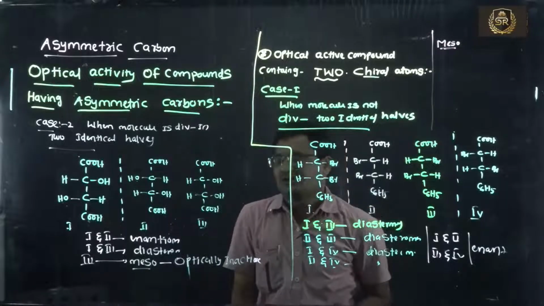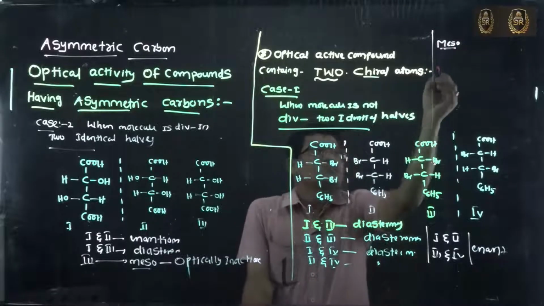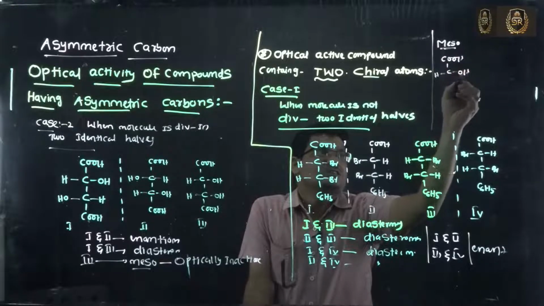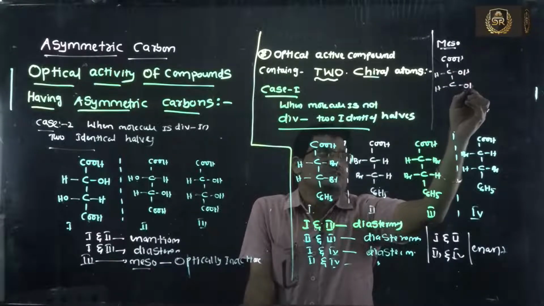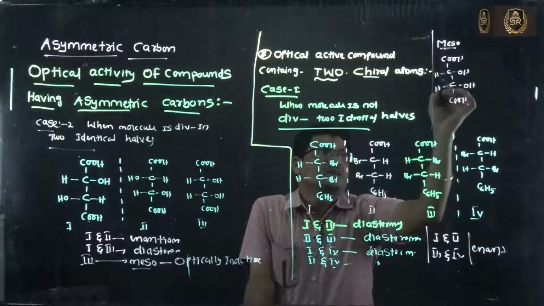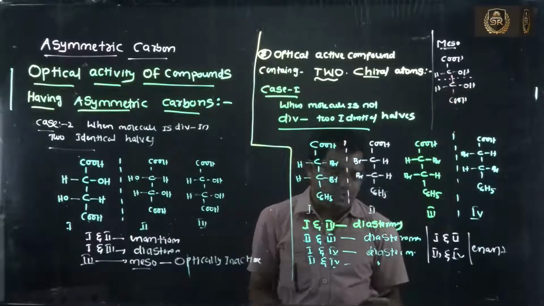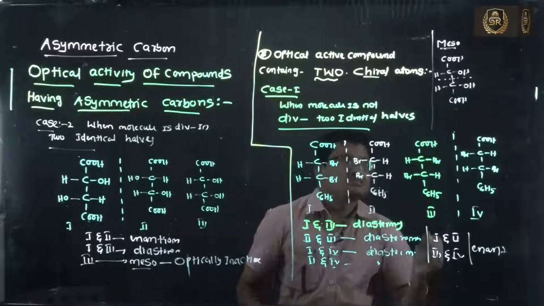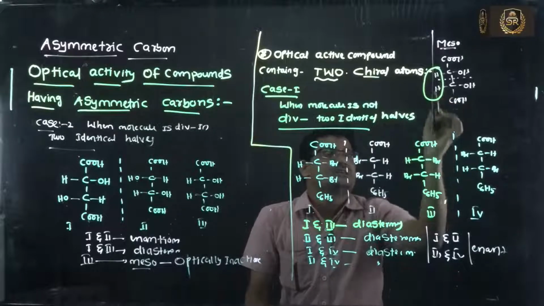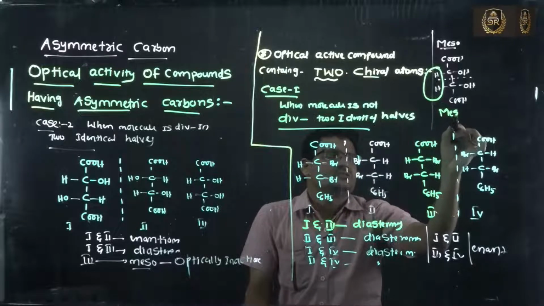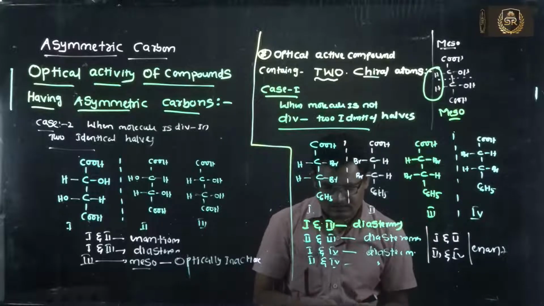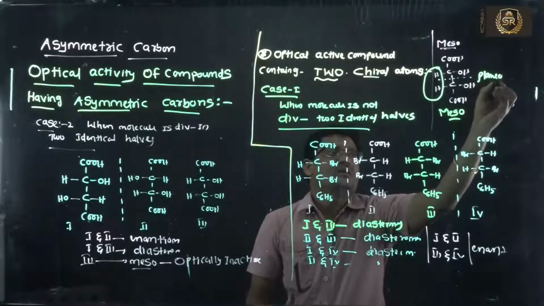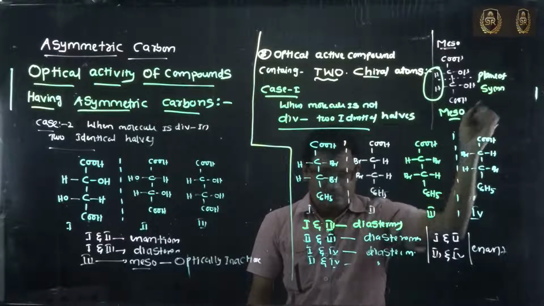What is meso? This is COOH and this is C, this side H, this side OH, this side C, this side H, this side OH, this side COOH. It can be divided into two identical halves, and the two hydrogens are on the same side. This is called a meso compound. So this is meso and it has a plane of symmetry.